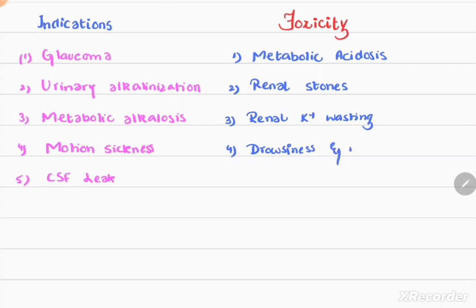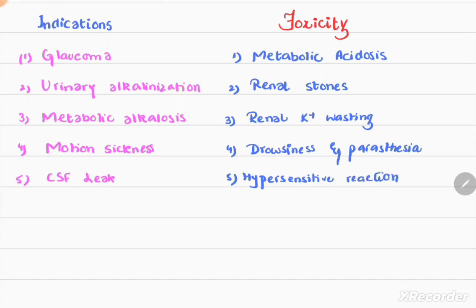So drowsiness and paresthesias are common with the use of carbonic anhydrase inhibitors, but they are associated with large doses of acetazolamide. They may also accumulate in patients who have renal failure, which can lead to nervous system toxicity. There have been some hypersensitivity reactions that are reported with the use of carbonic anhydrase inhibitors.